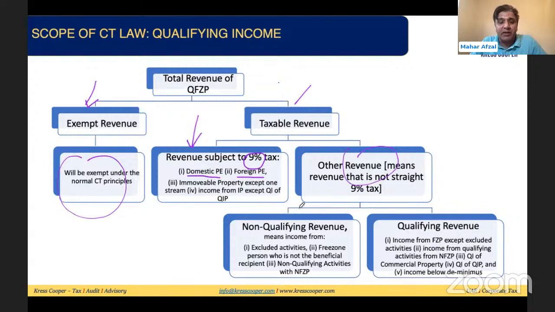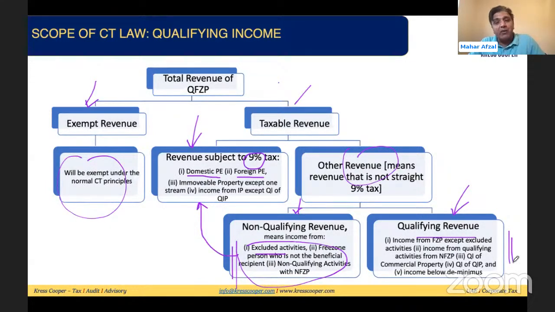This revenue can be classified as non-qualifying revenue, and this revenue can be classified as qualifying revenue. The non-qualifying revenue includes income from the excluded activity. We will discuss the excluded activities as well. Income from a free zone person, where the person is not the beneficial recipient, and non-qualifying activity with a non-free zone person. These three categories can be classified as non-qualifying revenue. If any of the revenue out of these three pertains to the revenue we first classified under the 9% revenue, then it will be classified as non-qualifying income. The remaining will be qualifying income, and qualifying income is income from the qualifying free zone person, except the excluded activities and all these things. You can go through this.